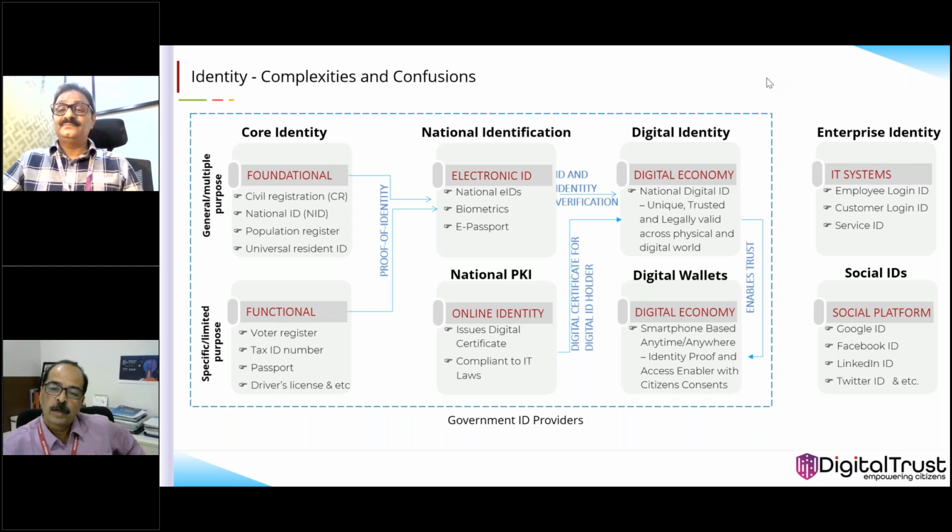Yeah, just one point, Mohan. When you talk about digital wallets and when you say that they are all smartphone based, do you think that the government introducing the digital lockers would become redundant? Just I'm curious.